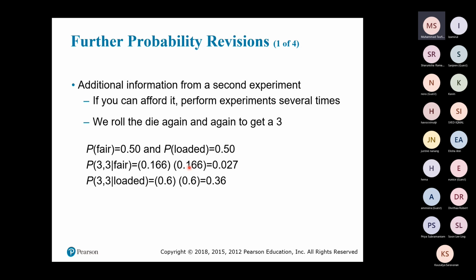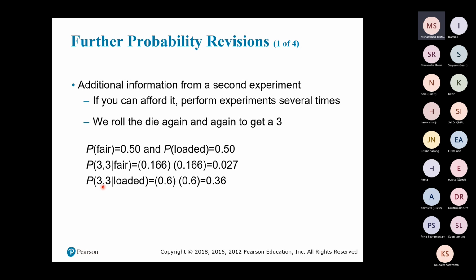Jadi kemungkinan untuk dapat nombor 3 pada balingan kedua adalah sama, 1/6. Balingan pertama pun kemungkinan untuk dapat 3 juga adalah 1/6. Jadi kita cuma darabkan kemungkinan dapat 3 pada balingan pertama, kemudian kemungkinan dapat 3 pada balingan kedua. Jadi kita akan dapat kemungkinan untuk kita dapat 2 kali 3 dalam 2 balingan adalah 0.027. Okey. Jadi kita dapat nilai dia makin kecil, makin susah untuk dapat. Alright. So itu untuk dadu yang normal.